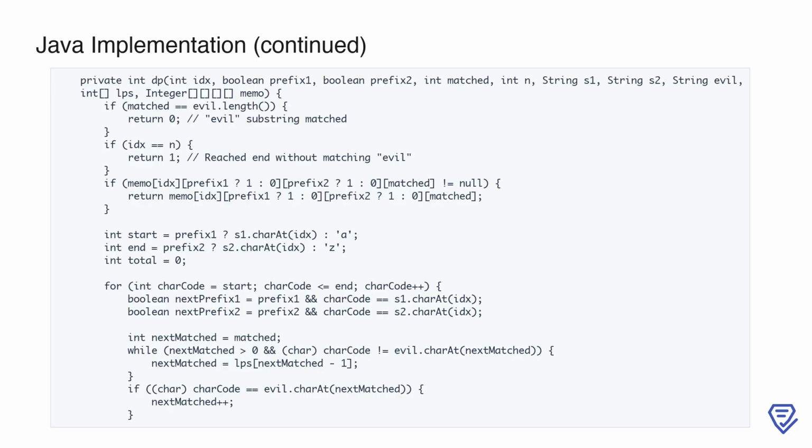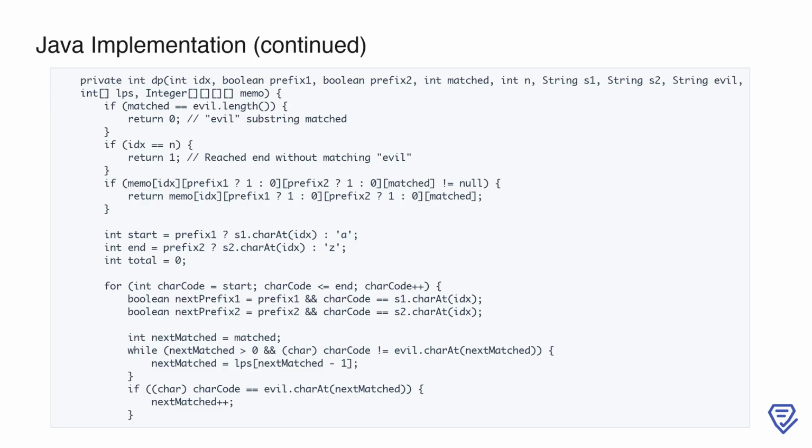The base cases are straightforward. If the evil substring is fully matched, we return 0 since the string is invalid. If we reach the end of the string without matching evil, we return 1 to count this valid string. Memoization is used to store previously computed results, avoiding redundant calculations. The loop iterates over possible character values for the current position, respecting bounds set by S1 and S2.